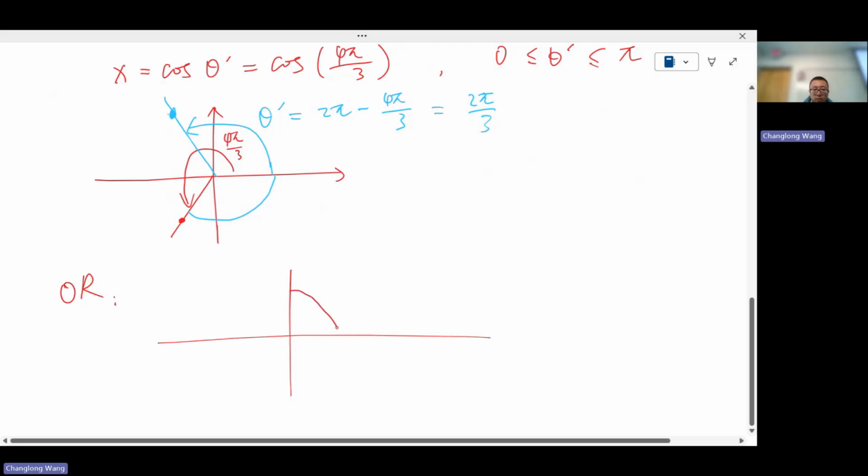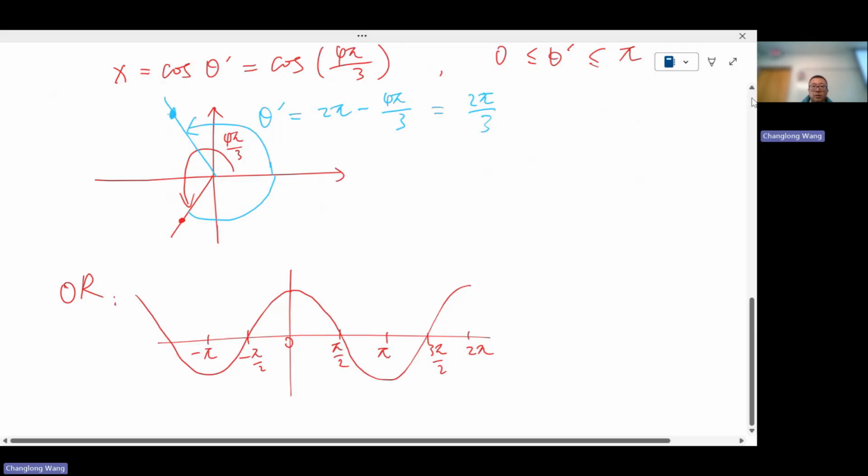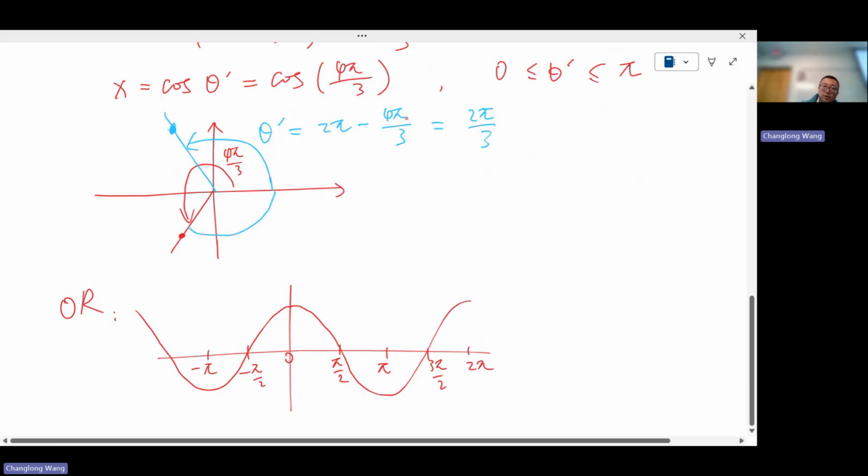All right, so again, I want you to be able to quickly draw the cosine graph. Label in the 0, pi over 2, pi, 3 pi over 2, 2 pi, and just in case, you know, you have the negative pi over 2, negative pi, that's good enough. So now, what's the angle that you couldn't use? 4 pi over 3, right? Where is 4 pi over 3?